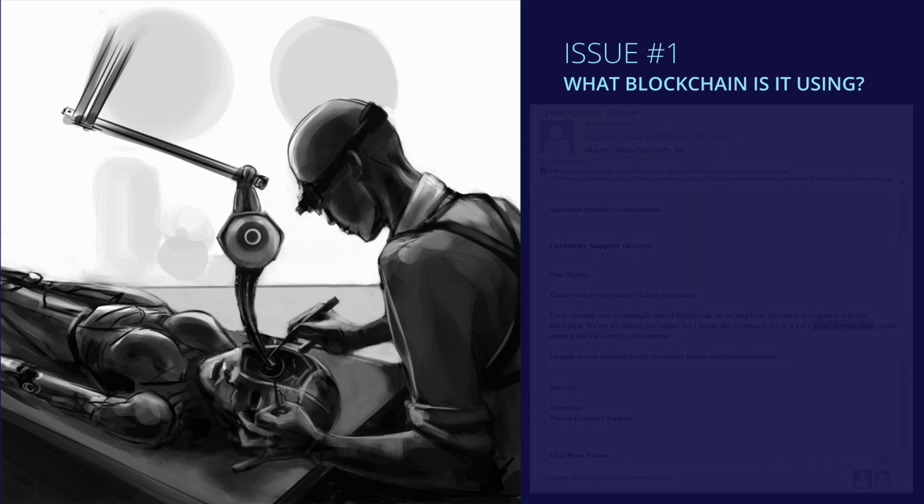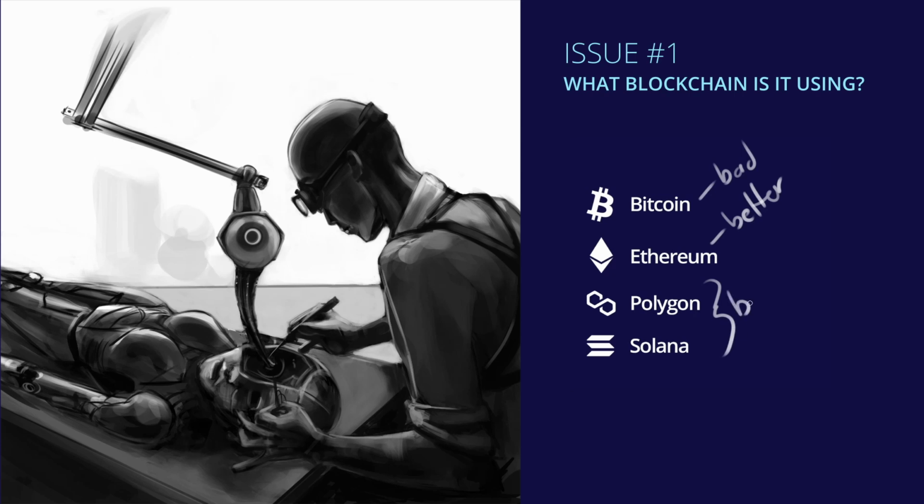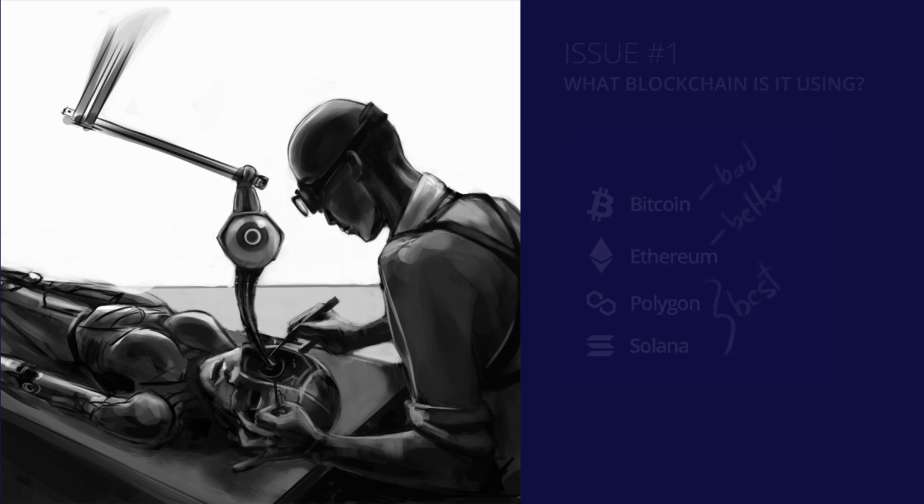So they're saying that they won't use a proof of work blockchain. And fortunately, that rules out Bitcoin. It doesn't rule out Ethereum, though. Ethereum is a proof of stake, and it does use a lot less energy than Bitcoin, but it's not nearly as efficient as Polygon or Solana. So I guess we'll have to wait and see.